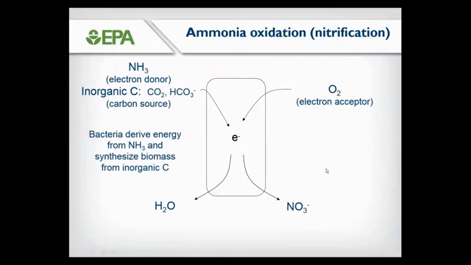Then a special subset of aerobic treatment is the oxidation of ammonia, and that's known as nitrification. We'll have ammonia, in this case, serving as the electron donor. And then we'll have inorganic carbon, such as dissolved carbon dioxide or dissolved bicarbonate, serving as a carbon source. Bacteria will derive energy from the ammonia, and they'll synthesize biomass from the inorganic carbon. We'll have oxygen serving as the electron acceptor. And the end products of this metabolic process include water and nitrate.